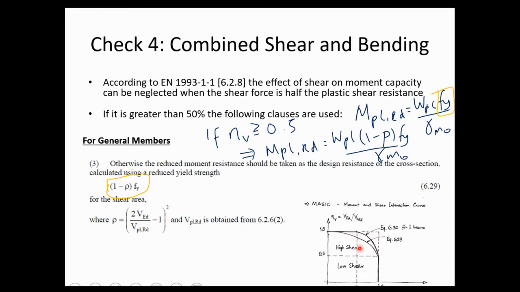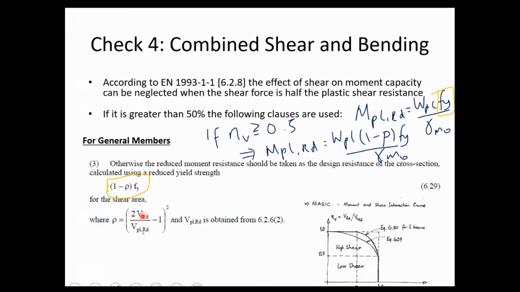Okay. So that's if we have high shear. So in other words, we're up in this area here. So the shear demand divided by the capacity is more than 0.5. We're on equation 6.29, describing this equation here. So we reduce the moment capacity down by this factor here, 1 minus rho, where rho is defined here as 2 times the shear demand divided by the shear capacity minus 1, squared. Okay, so the bigger the demand is relative to the capacity, the bigger rho is, then the smaller the moment capacity is going to be.